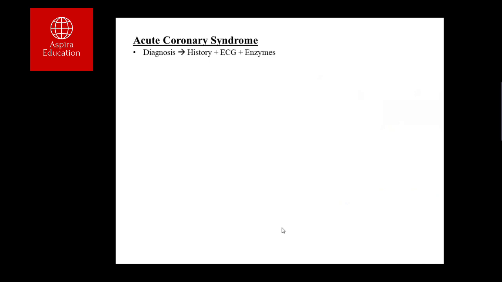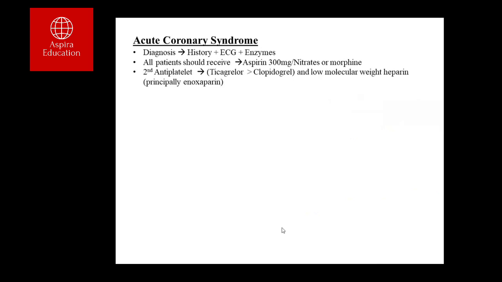So how to diagnose this acute coronary syndrome? As I suggested, the patient should have chest pain. That is the history. The patient should have some ECG changes, either ST elevation or ST depression, and the patient should have elevated enzymes, either troponin I or CKMB. Now, all these patients who are coming to emergency with acute chest pain, where you're suspecting cardiac etiology, you should give them aspirin 300 mg and nitrate for chest pain. If the nitrates are not available or the patient does not respond to nitrates, we can try morphine.